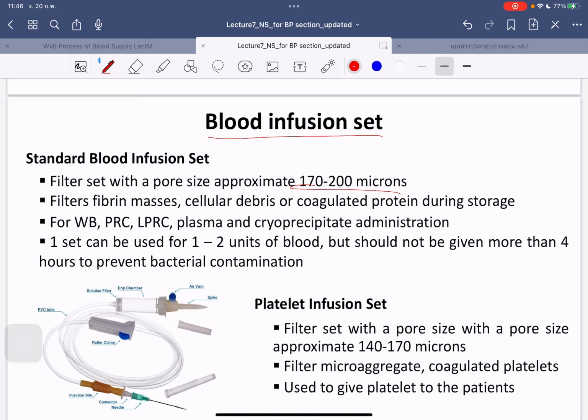For the blood infusion set for red blood cells, the pore size is around 120 to 200 micrometers. The purpose of the filter is that sometimes there are small clumps in the blood product, so this filter will filter fibrin, cellular debris, or precipitated protein. It is used for whole blood, packed red cells, LPRC, plasma, and cryoprecipitate. Is there any blood component here that you don't know?